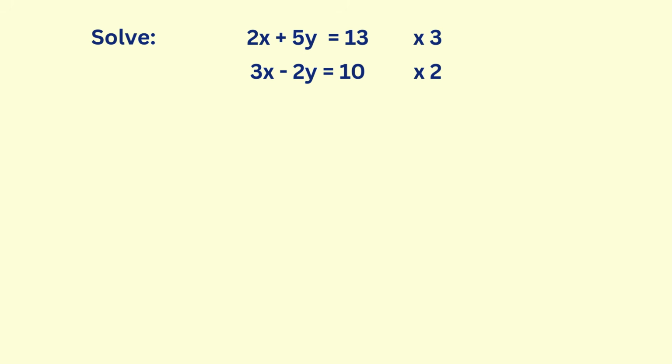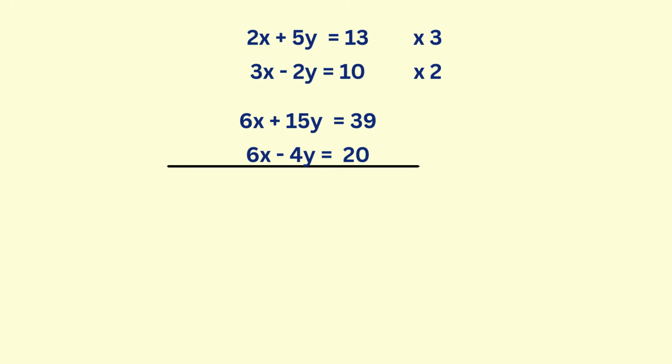Multiplying each and every term in equation 1 by 3, we get 6x plus 15y equals 39. And multiplying each and every term in equation 2 by 2, we get 6x minus 4y equals 20. Now that we have the same coefficient of 6 for the terms in x, we can subtract this new pair of equations from each other. We'll do the term above minus the term below.